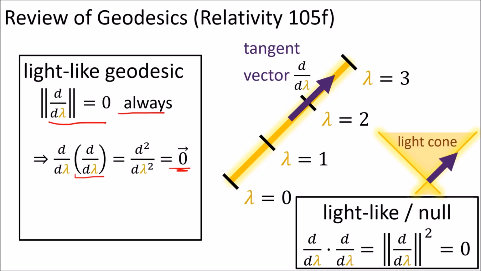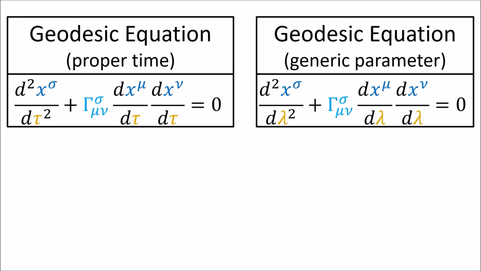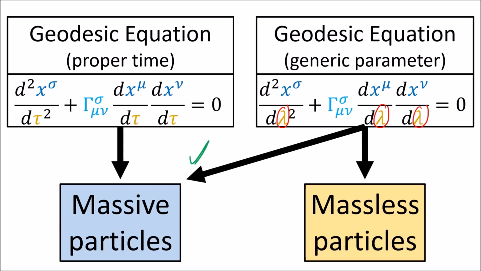This gives us another geodesic equation that's parameterized with a generic path parameter lambda instead of proper time tau. It turns out that using a generic path parameter lambda instead of proper time tau gives us a geodesic equation that works for both massive particles and massless light beams.